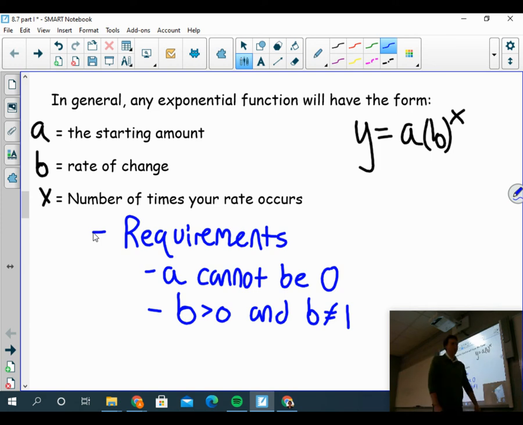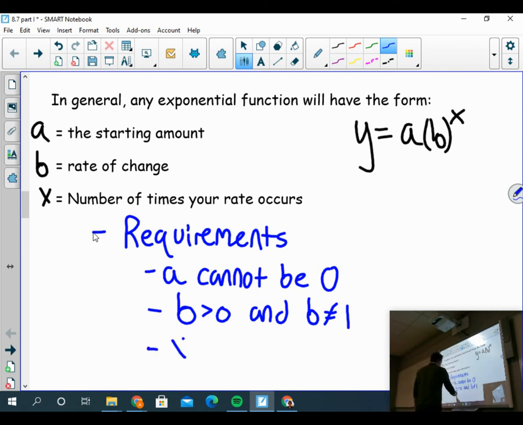We also cannot have a b value of 1. This gets at the idea of 1 to any power is just going to be 1. And so what you're essentially going to have is your initial amount times 1. So again, you're just going to get y equals some number, which again is a line, not an exponential function. Okay, it would be considered a linear equation or function. Okay, and again, you cannot have b be 0. If b was 0, you would have 0 to the something power, which is either going to be 0 or it will be undefined. Again, we've already kind of touched on that with a not being 0.